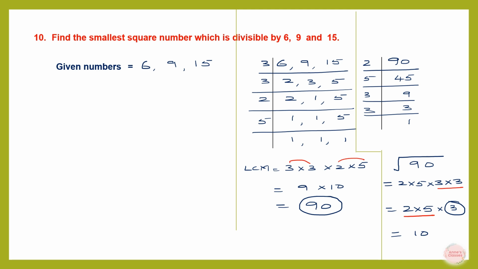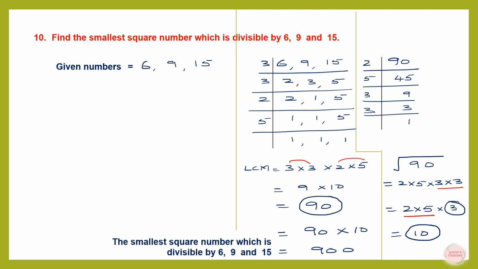Now we take this LCM that we have got. This is not a square number. It's supposed to be the smallest square number, but it is not. So we take that number and the factors of 90 which did not form a pair. We have multiplied it by 10, so 90 into 10 is 900. That means the smallest square number which is divisible by 6, 9 and 15 is 900. So 900 is our answer.